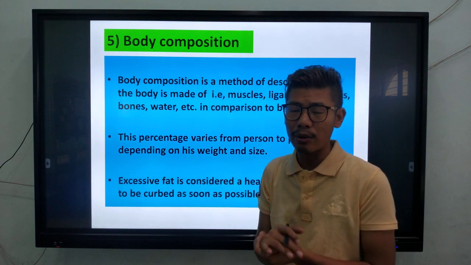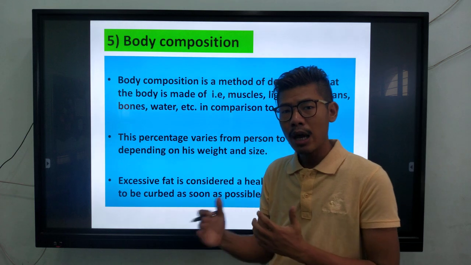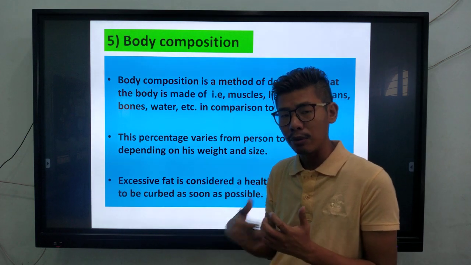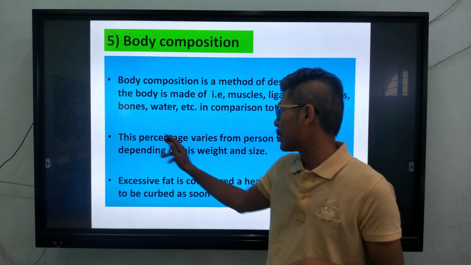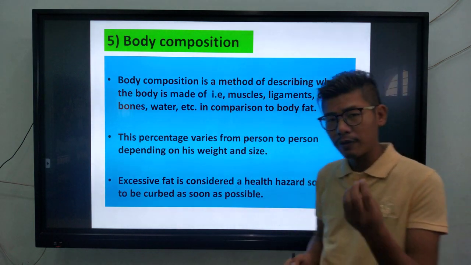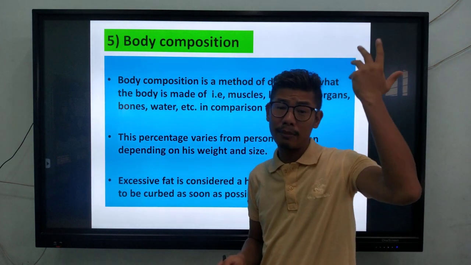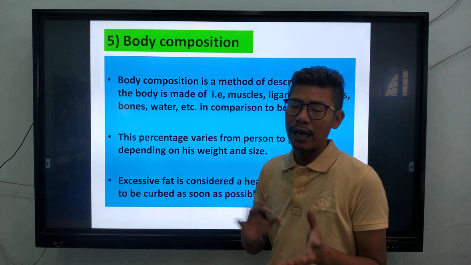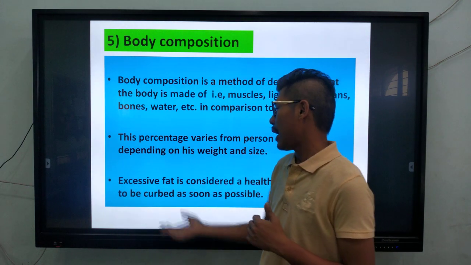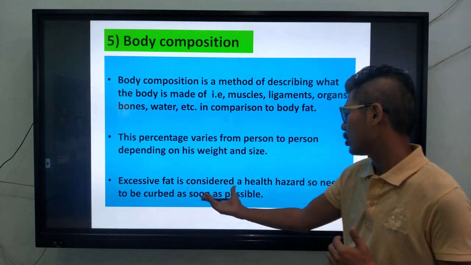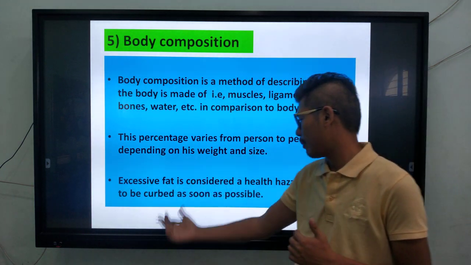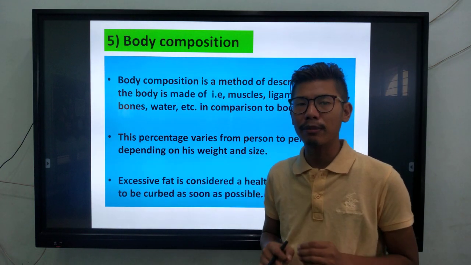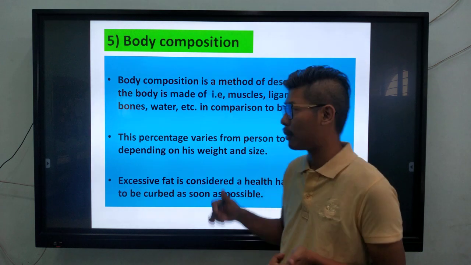In this case, you have to do exercise to balance the body, or you have to remove the excess fat. The percentage varies from person to person, of course. Maybe somebody is very tall, somebody is very short, slim, fat. So based on that, your body composition will be different. Excessive fat is considered a health hazard, so it needs to be dropped as soon as possible. If you have excess fat in the body, you need to remove that as quickly as possible.